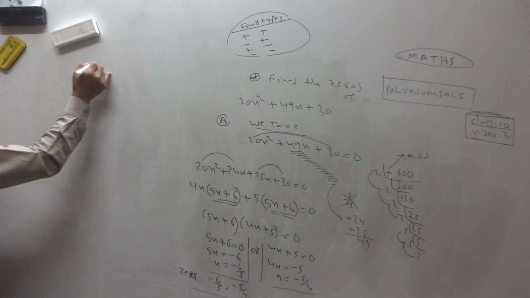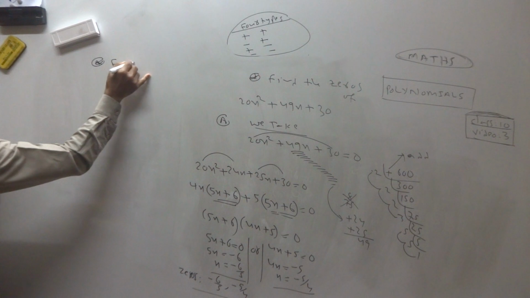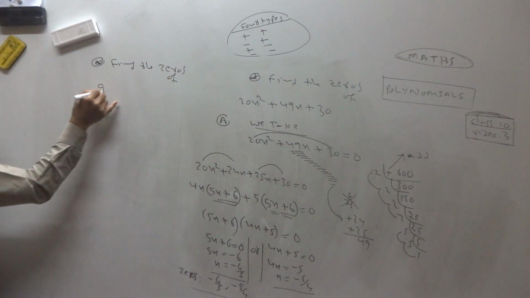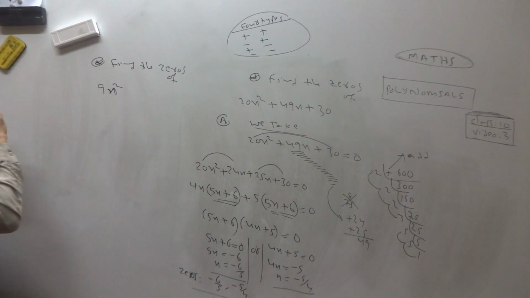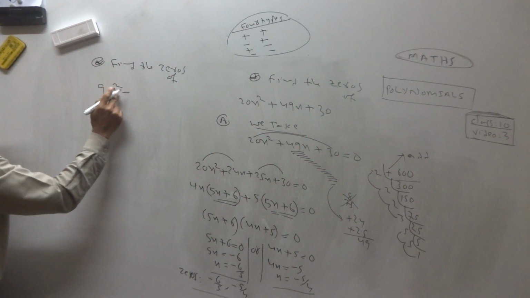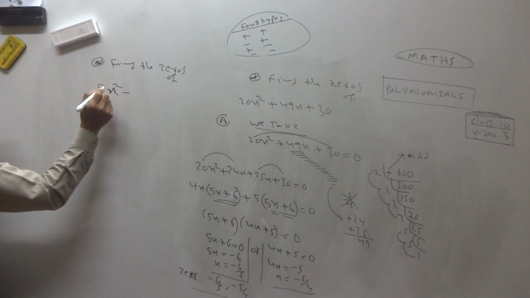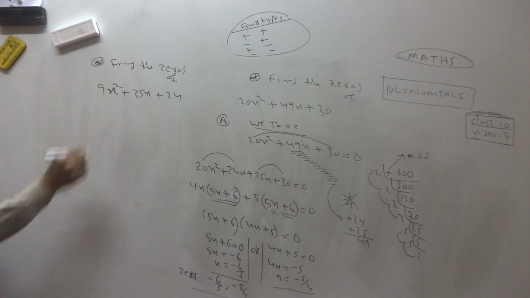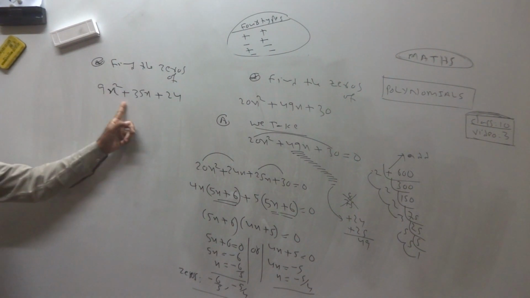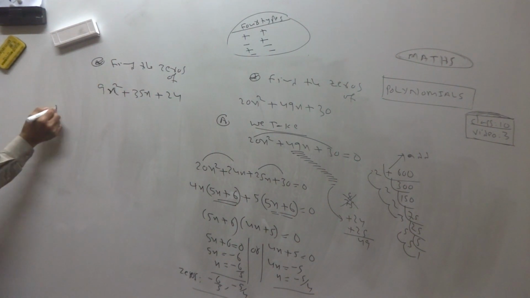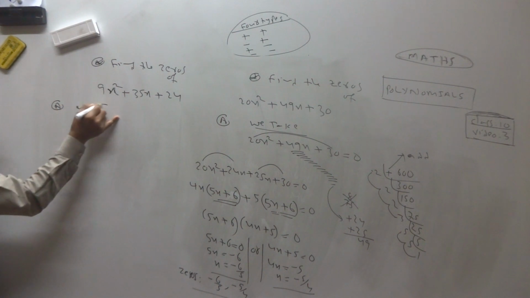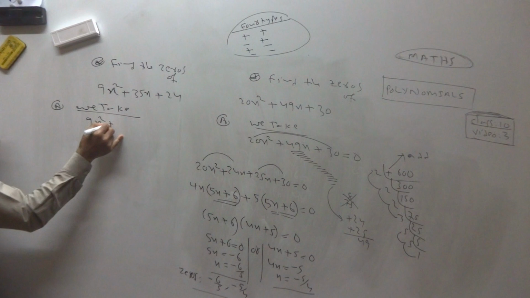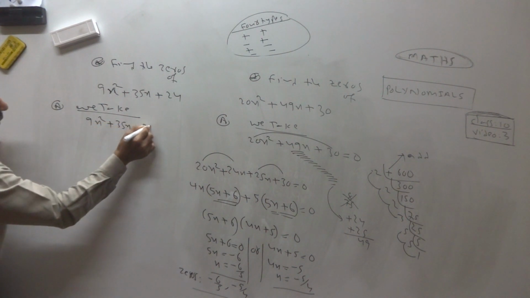So one more question you can say: find the zeros of this, first type only, still plus. So first what we do, we take this equal to 0 for finding zeros. So I am doing one more question.